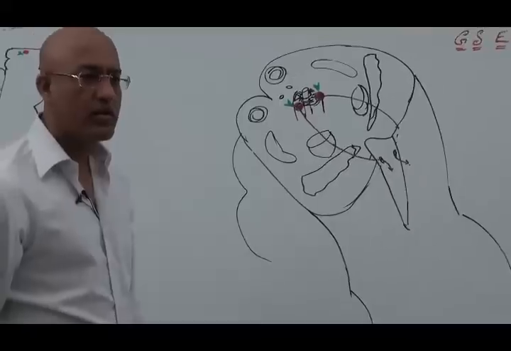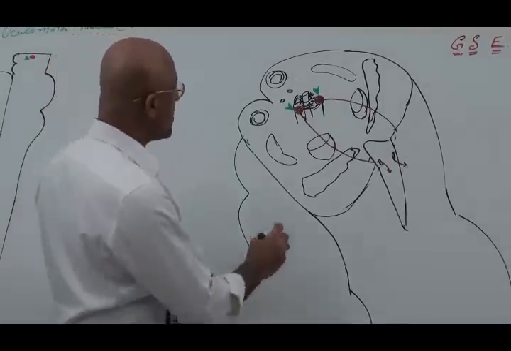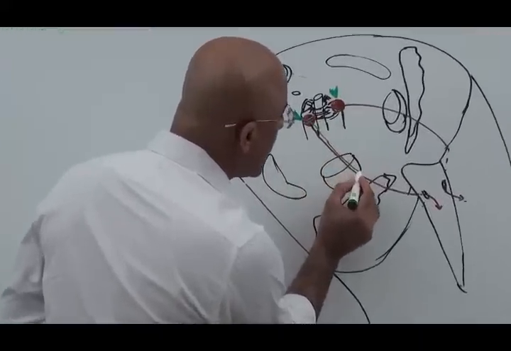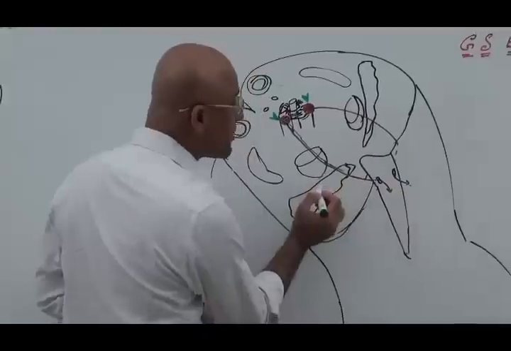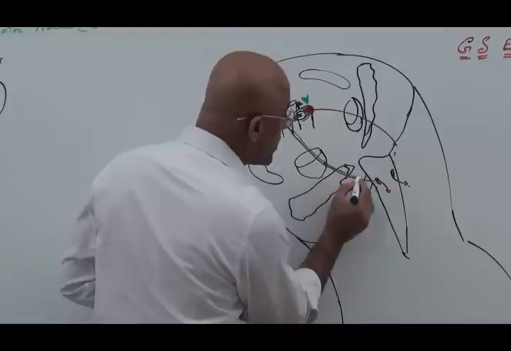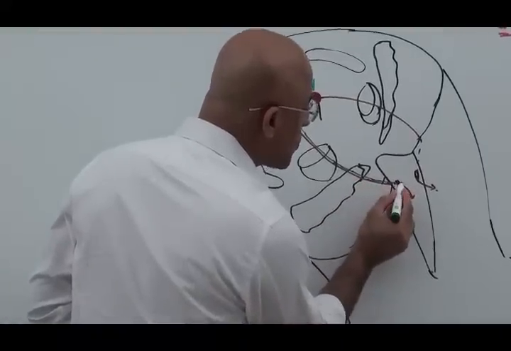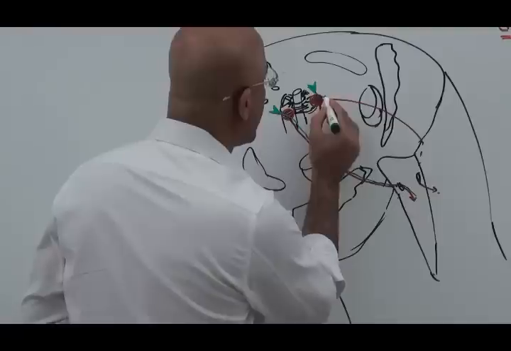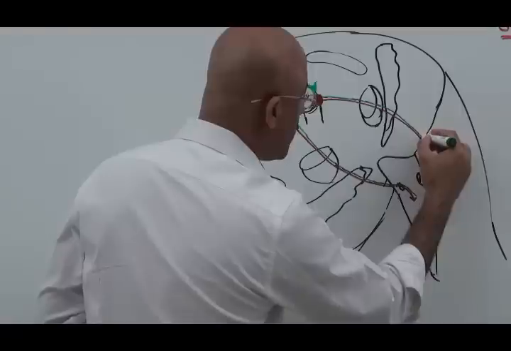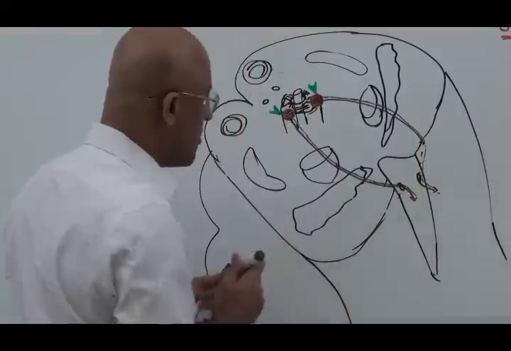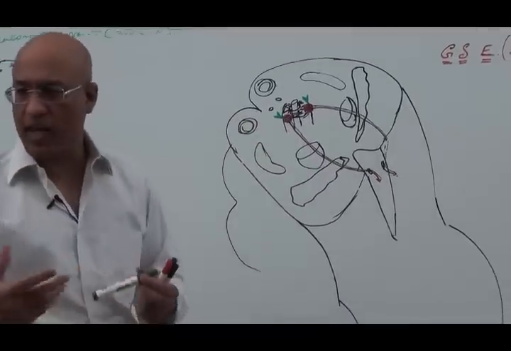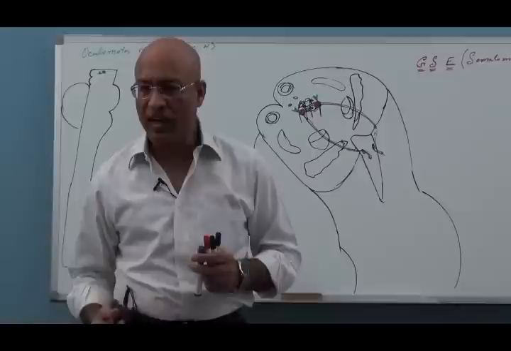The cell bodies present in this nucleus give origin to the parasympathetic fibers, right? These parasympathetic fibers also go along with which nerve? The oculomotor nerve. They are part of the oculomotor nerve, and they also go along with the somatomotor fibers. So we can say that the third cranial nerve is a motor nerve which mainly consists of two types of fibers: number one, somatomotor fibers, the other, parasympathetic fibers. The other name for parasympathetic fibers is visceromotor fibers.